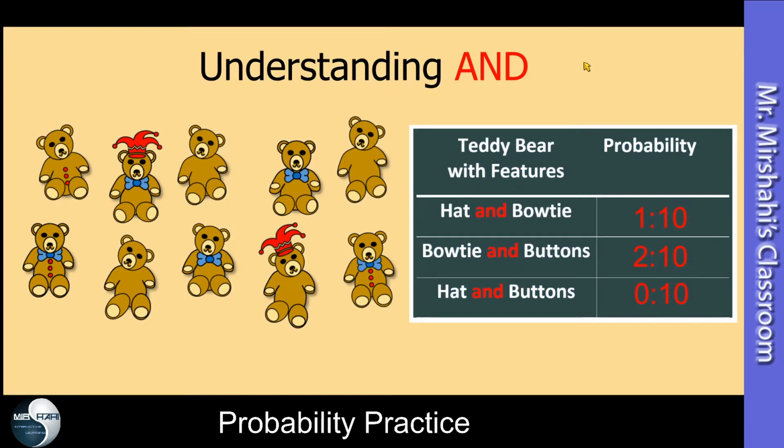Now, understanding, and means both. So if I'm saying hat and bow tie, I'm looking for a teddy bear that has both features. So that would be 1 in 10. Hat and bow tie. So this is the only one that has both features. Bow tie and buttons is 2 in 10. Bow tie and buttons is this one, and this one has both. And hat and buttons is 0 in 10. The answer is 0. There's none. None of them have both of these features.